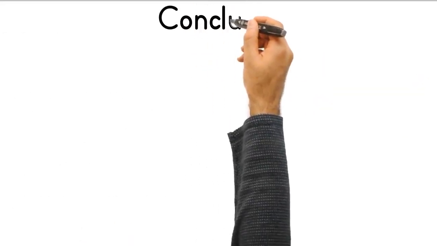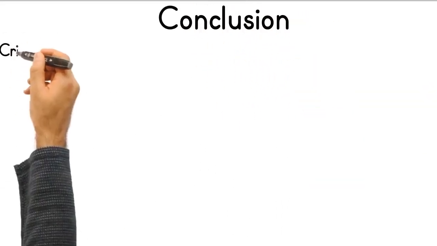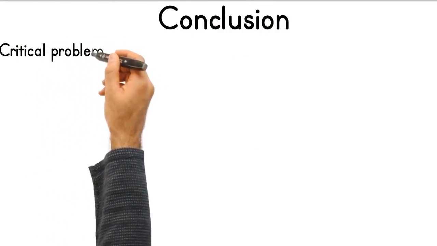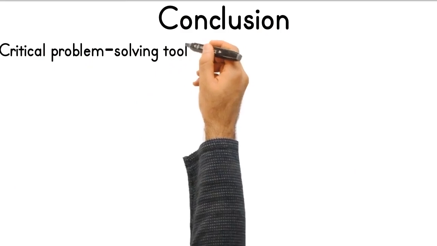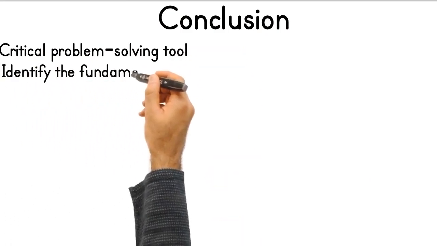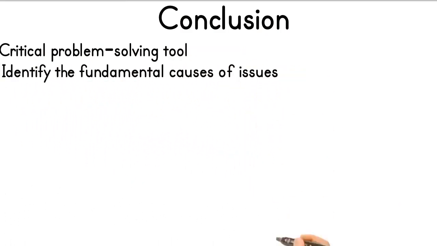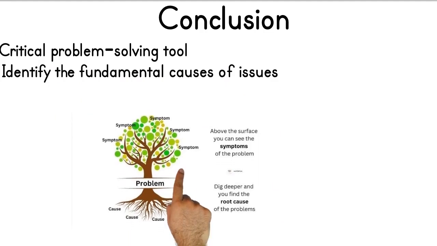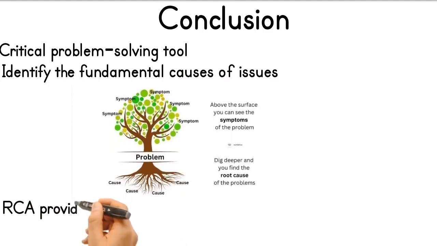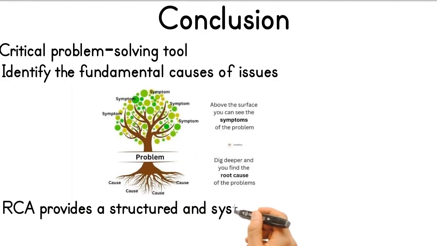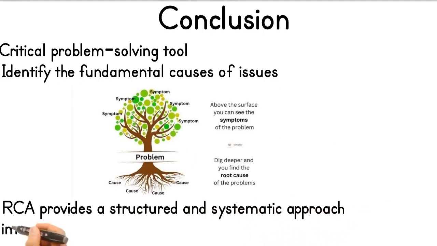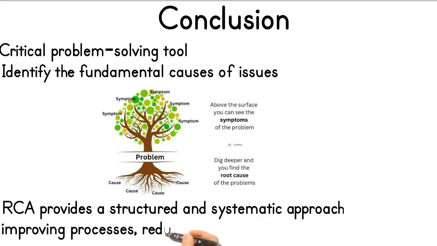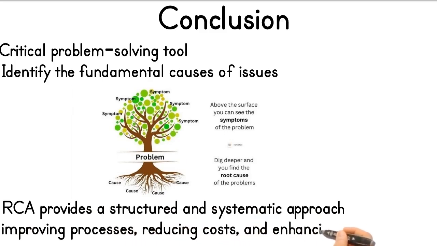In conclusion, root cause analysis is a critical problem-solving tool that helps organizations identify the fundamental causes of issues, allowing for the implementation of long-term solutions. Whether in manufacturing, healthcare, engineering, or service industries, RCA provides a structured and systematic approach to improving processes, reducing costs, and enhancing quality. By addressing the root causes rather than just the symptoms, organizations can make informed decisions that drive continuous improvement and long-term success.